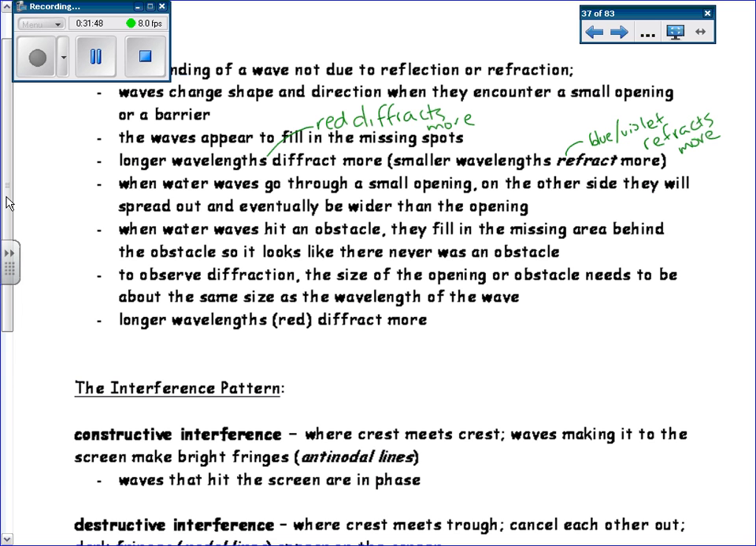If you have, it doesn't have to be a slit, it can just be a barrier. We have waves going past a barrier. They'll go past it, they'll fill in the spot on the other side that the waves couldn't get around. That's diffraction. This is something that's quite key.